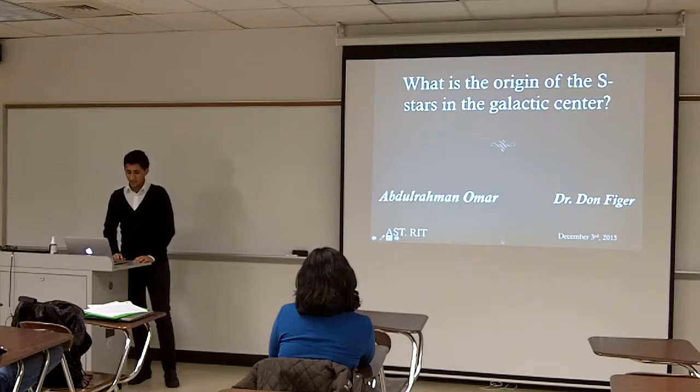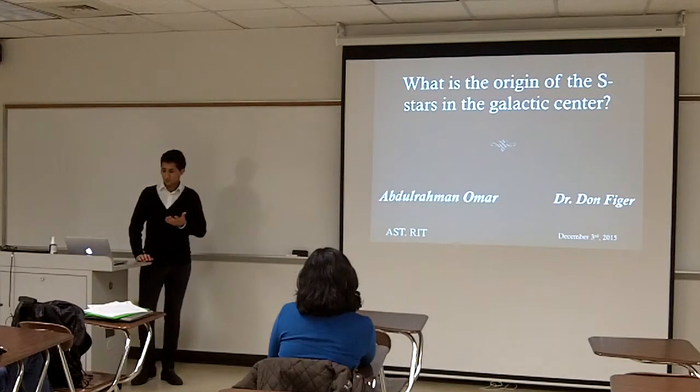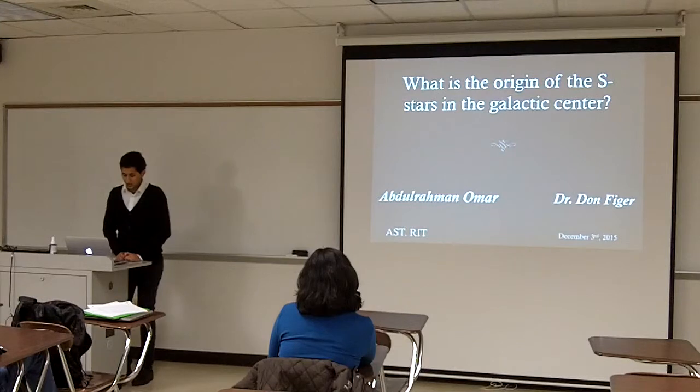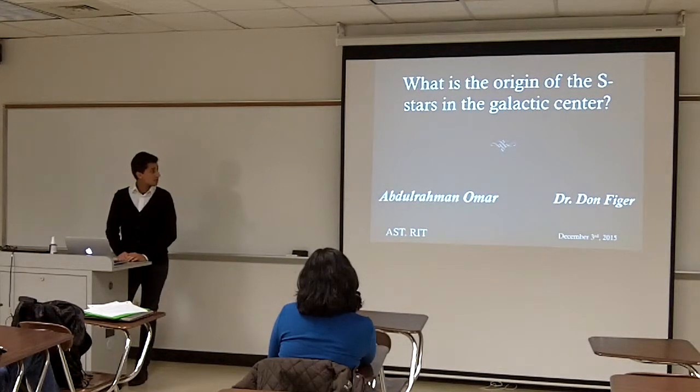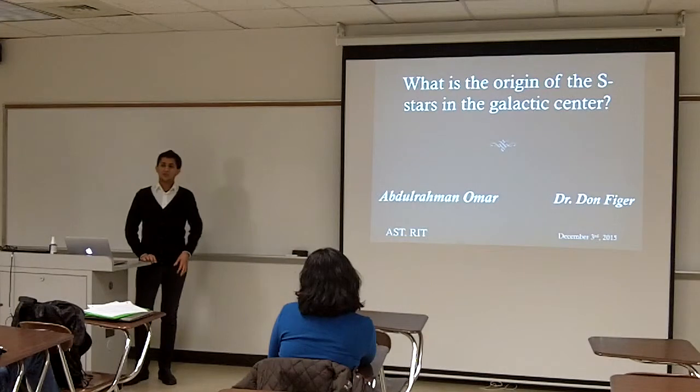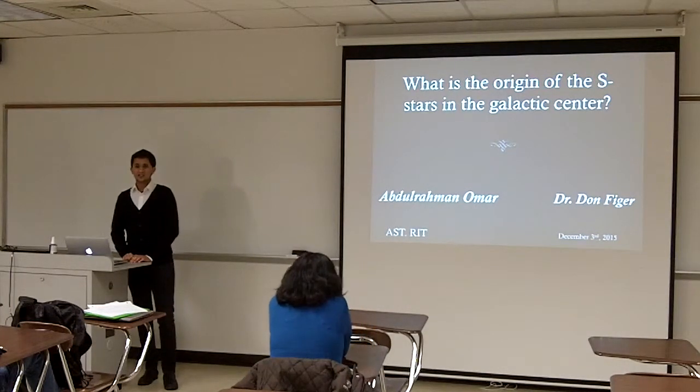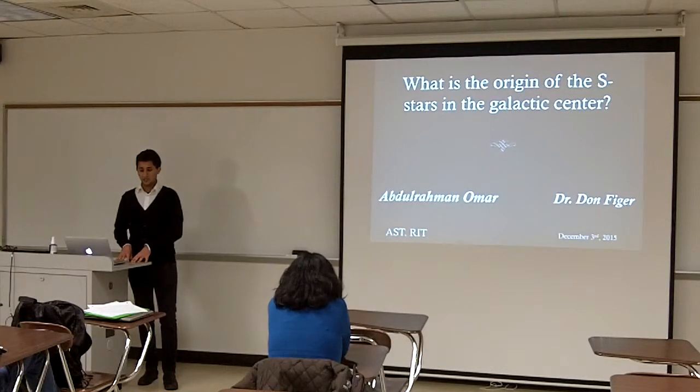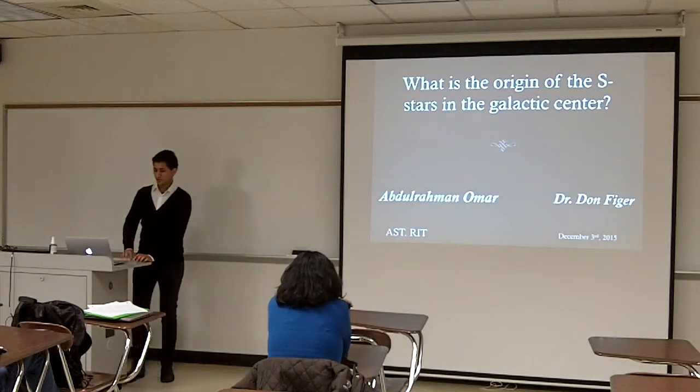As Dr. Andrew said, I will talk about the SSR origin in the galactic center. First of all, let me give a brief summary about the SSR. As we all know, the SSR is the young stars around the supermassive black hole in Sagittarius A in the Milky Way. What we know is they are massive stars and young, and they have a short orbit period.